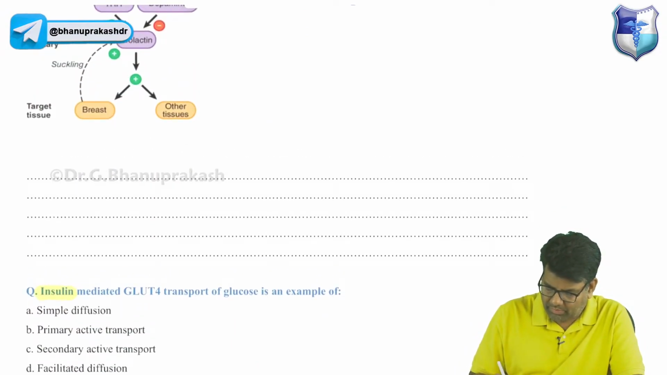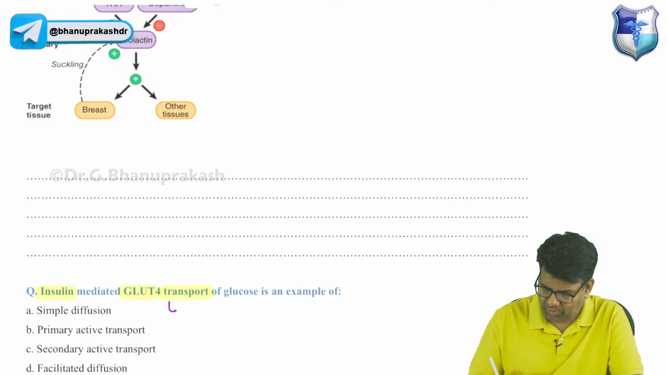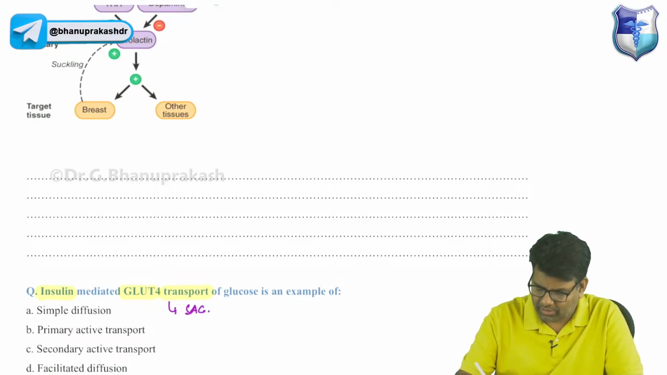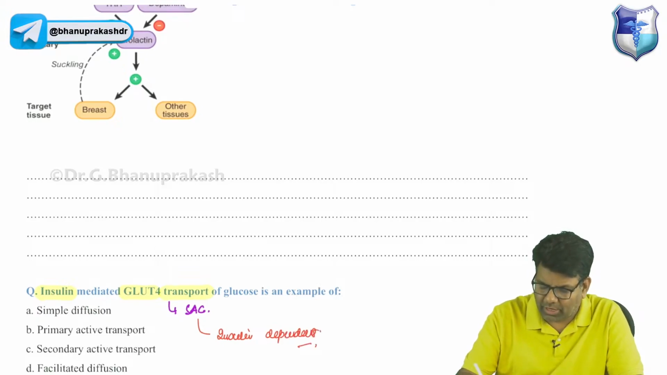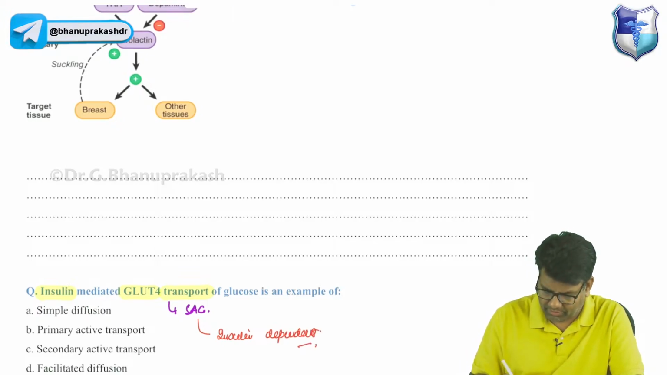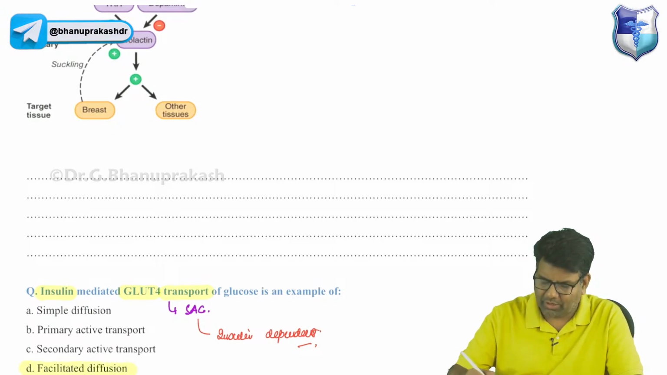Now, insulin mediated GLUT4 transport. We already discussed that GLUT4 is present in skeletal muscle, adipose tissue, and cardiac muscle, and this is insulin dependent. And this is which type of transport? Yes, very good. So facilitated diffusion.